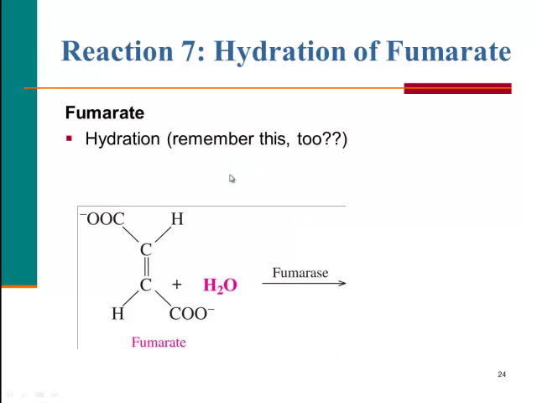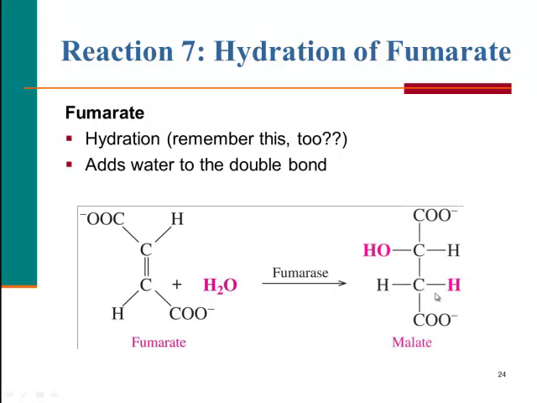Now in the very next reaction, the molecule is going to undergo hydration. So hopefully you remember this one too, right? So hydration is adding in H2O at the double bond. So that means that one of the carbons is going to get a hydrogen and the other carbon is going to get an oxygen. Now when that happens, we end up with a molecule called malate.